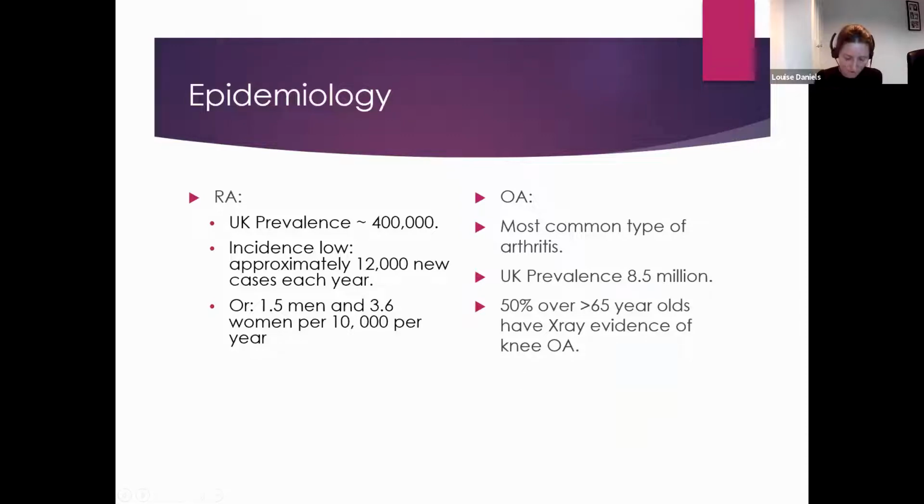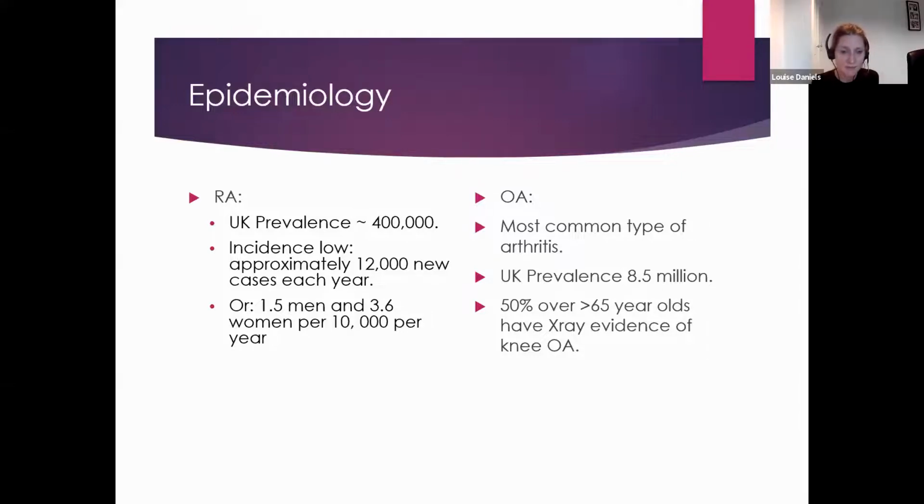So moving on to a comparison of the two conditions directly, in terms of epidemiology, osteoarthritis is obviously much more common than rheumatoid arthritis. It's the most common type of arthritis, around 8.5 million people affected in the UK. And in one study, X-rays in the over 65-year-olds revealed evidence of osteoarthritis in at least 50% of people, which compares to rheumatoid arthritis, which has a UK prevalence of around 400,000.